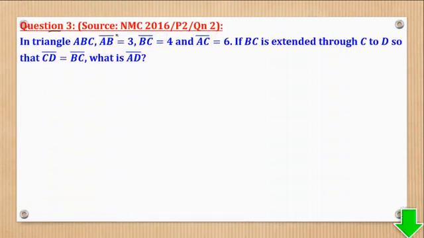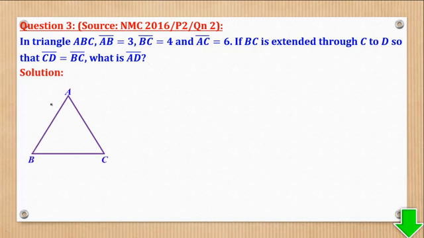Then question 3 came from the National Math Contest of 2016, paper 2, question 2, and says, in triangle ABC, AB is 3, BC is 4, and AC is 6. If BC is extended through C to D so that CD is equal to BC, what is AD? So we shall come and make a sketch of triangle ABC.